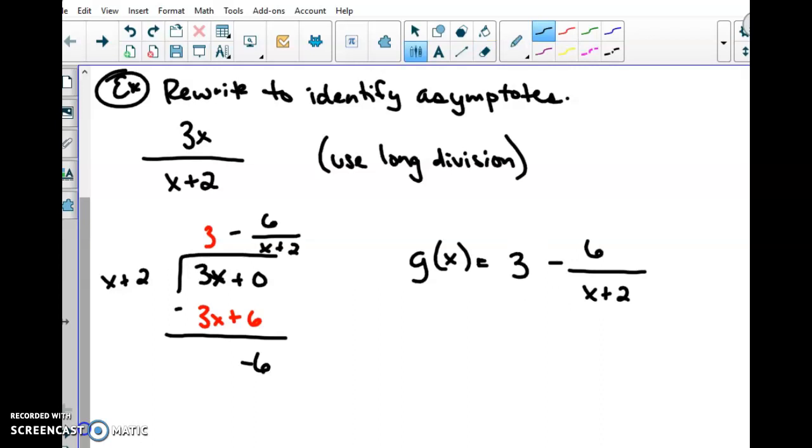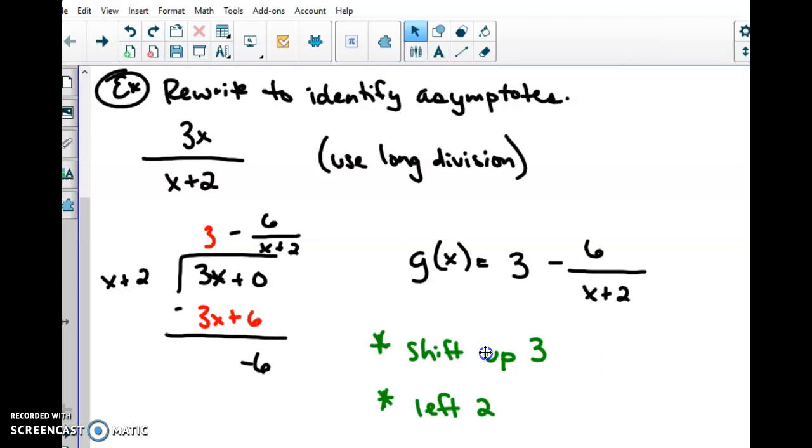So based on our new equation, our new function, we can then decide, okay, well, we know where the shift is going to occur. Looking at this, we are going to shift up 3, and we are going to shift to the left 2. Now remember that it's the opposite of what you see for that h. The -6 just represents some a value.